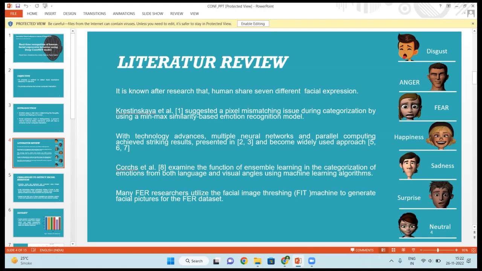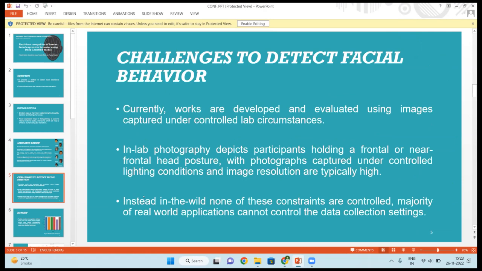Some other researchers used auditory and facial expression and explored decision-level integration and feature-level integration as two methods, by combining these two modalities. Currently, works are developed and evaluated using images taken in a controlled experimental setting, based on publicly available standard datasets. In-lab photography depicts participants holding a near frontal and a frontal head posture with photographs captured under controlled lighting conditions, and image resolutions are typically high.